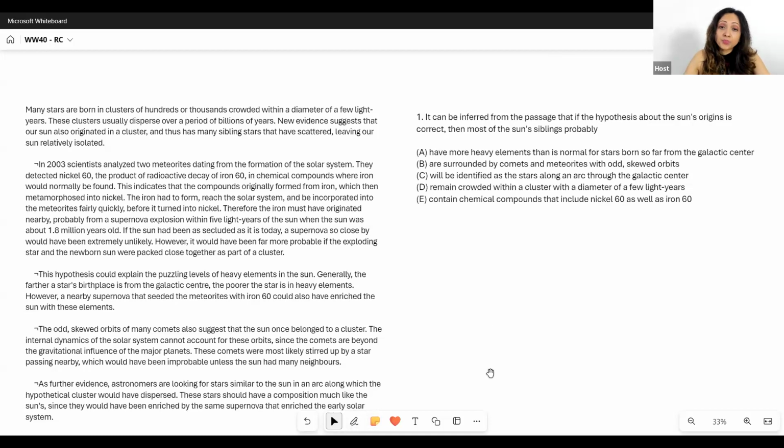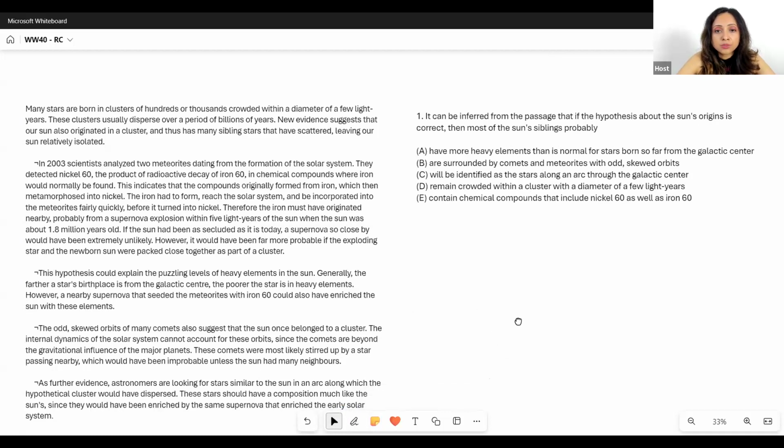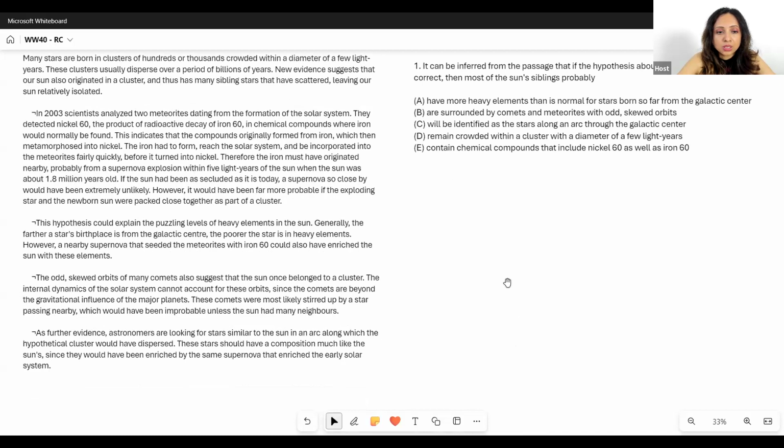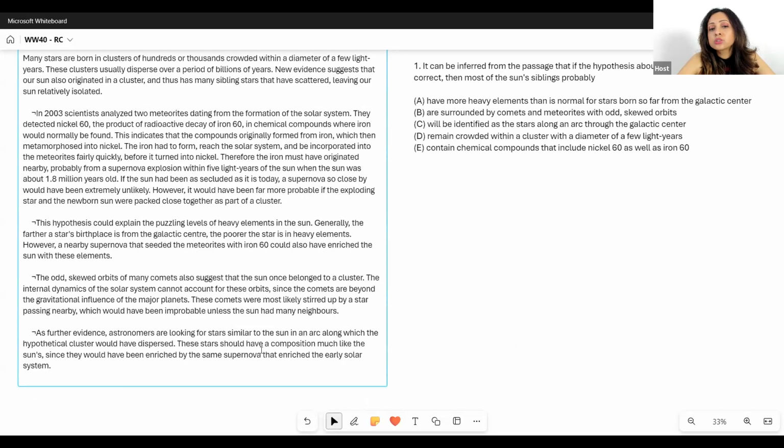Okay, let's discuss it now. It can be inferred from the passage that if the hypothesis about the sun's origins is correct, then most of the sun's siblings probably. Okay, so where are we given information about the sun's siblings? Look at it over here. Astronomers are looking to find these stars, which should have a composition much like the sun. So we are given that their composition is expected to be much like the sun, since they would have been enriched by the same supernova that enriched the early solar system.